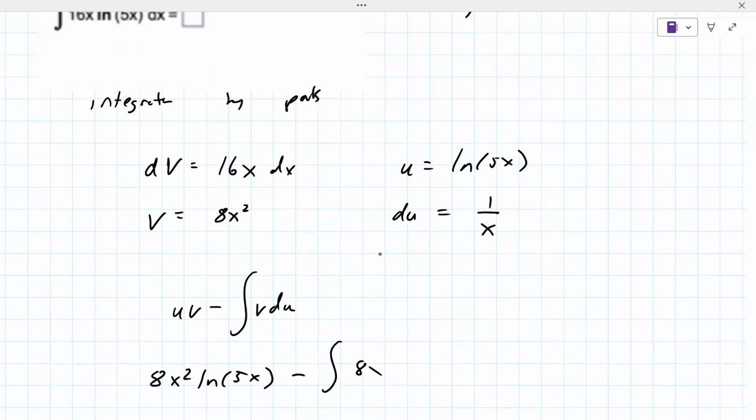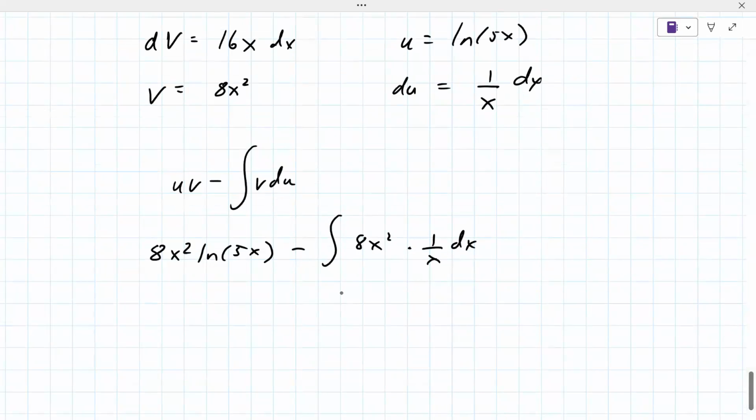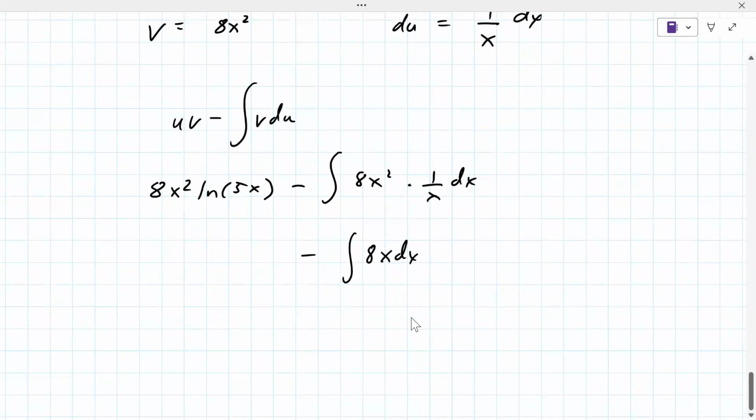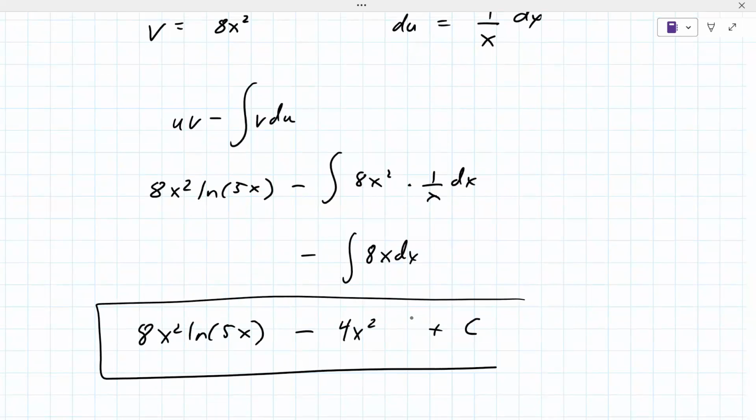minus the integral of 8x squared times 1 over x dx. So minus integral 8x dx. So you do have to integrate this, find the antiderivative. It ends up being 4x squared plus c. So this right here is your answer.